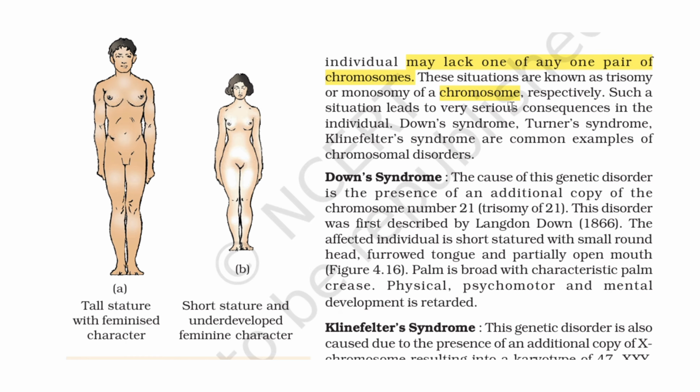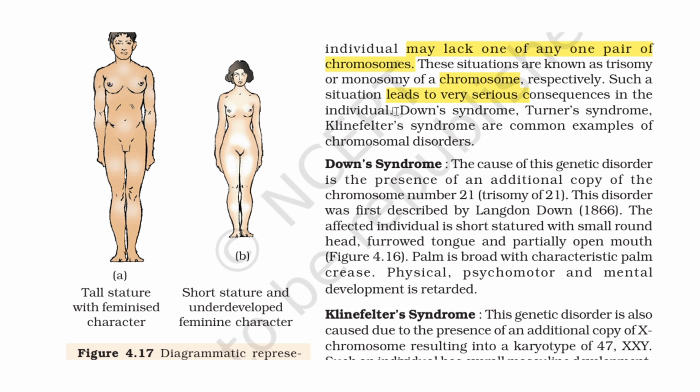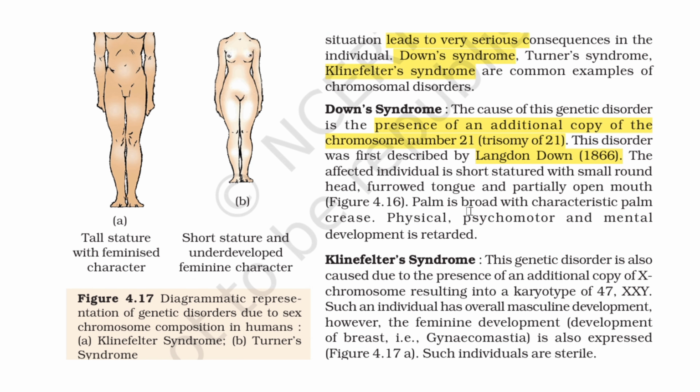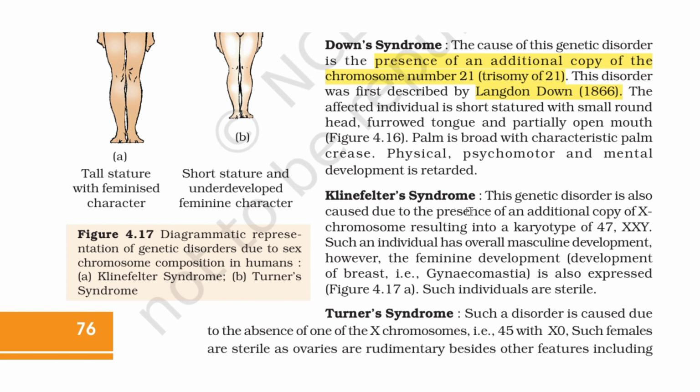Such a situation leads to very serious consequences in the individual. Down's syndrome, Turner's syndrome, and Klinefelter's syndrome are common examples of chromosomal disorders. Down's syndrome: the cause of this genetic disorder is the presence of an additional copy of chromosome number 21, trisomy of 21. This disorder was first described by Langdon Down in 1866.